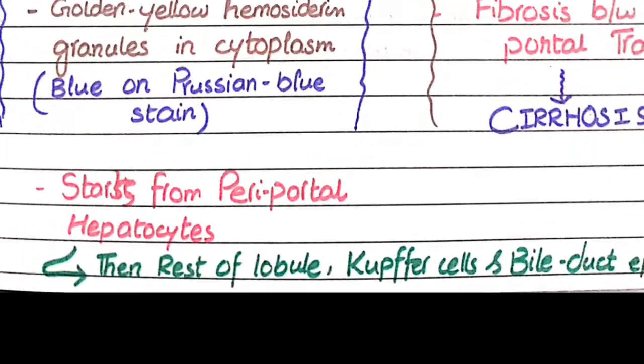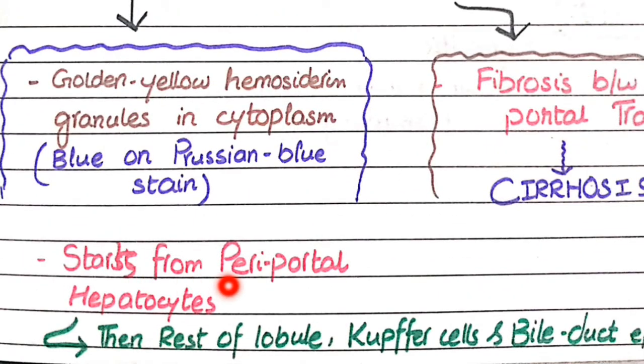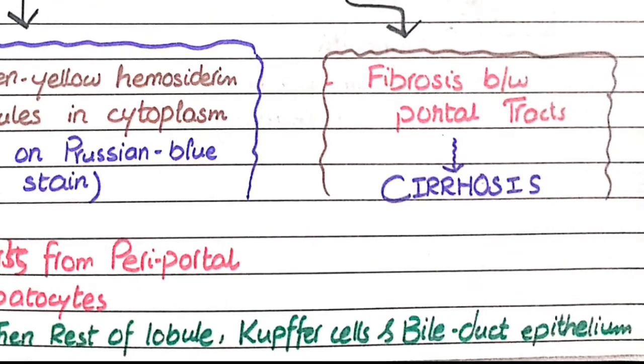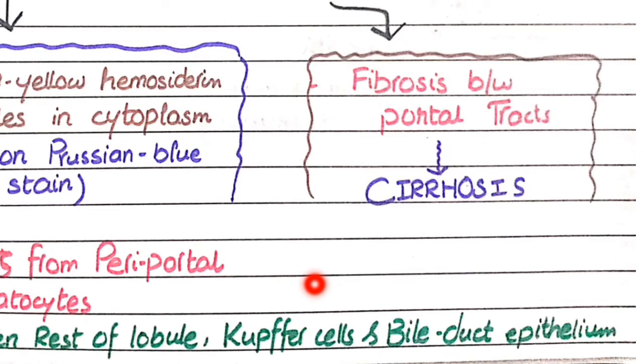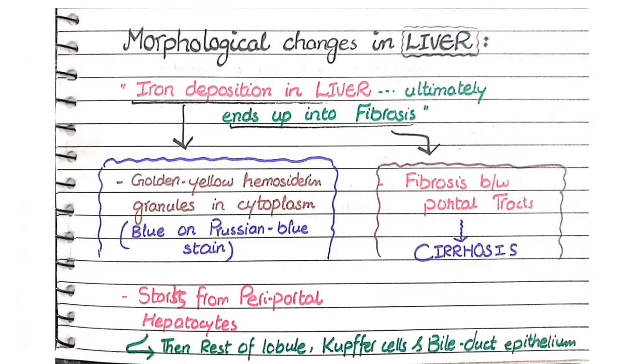Then, as the condition progresses, the deposition of iron occurs in the rest of the lobule, in the mid lobule or in the center of the lobule. And along with hepatocytes, the deposition of iron also occurs in Kupffer cells and bile duct epithelium. So remember this point: the iron deposition is initially in periportal hepatocytes, then it progresses to the rest of the lobule, and then to other cell types also, that are Kupffer cells and bile duct epithelium.